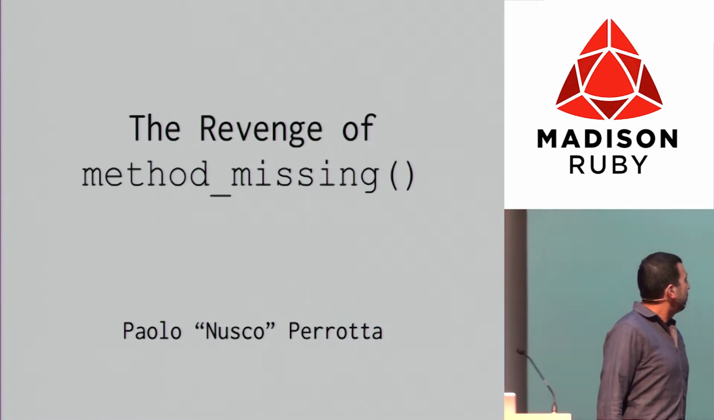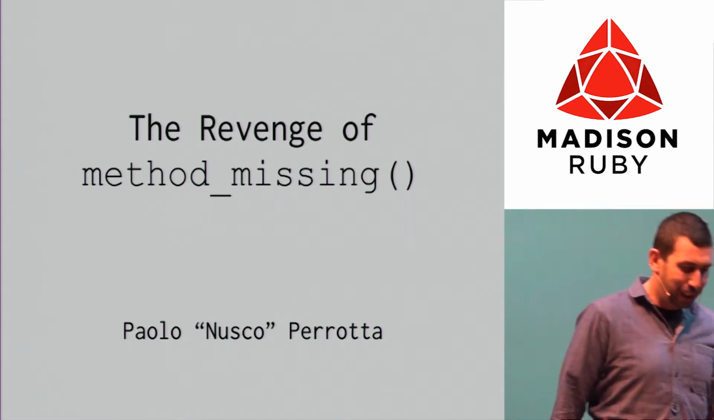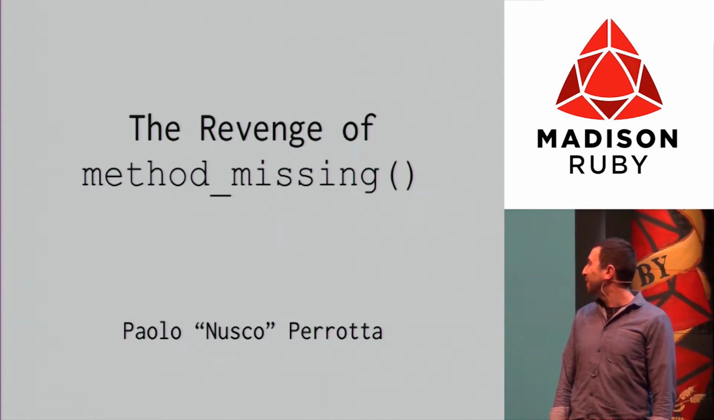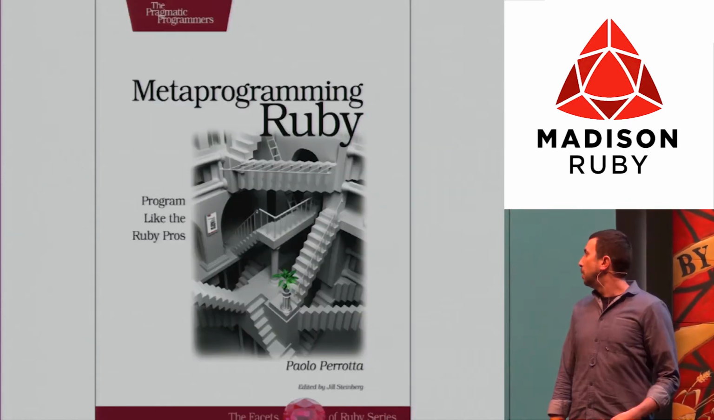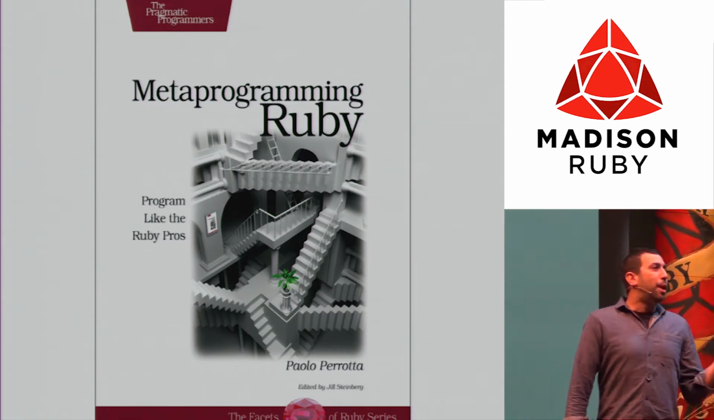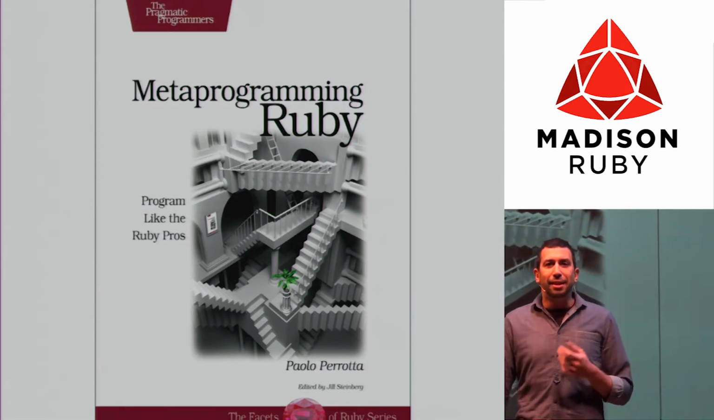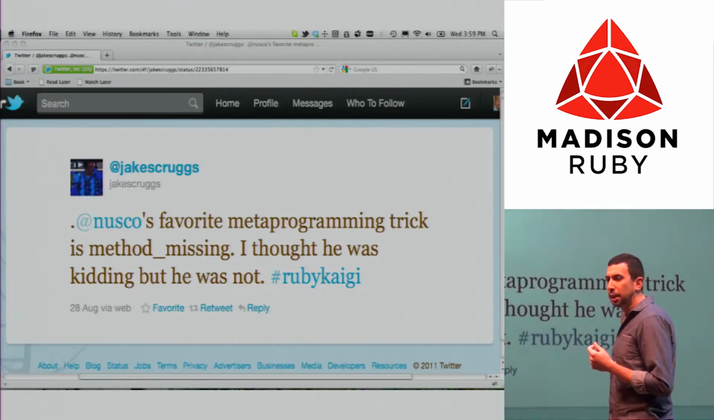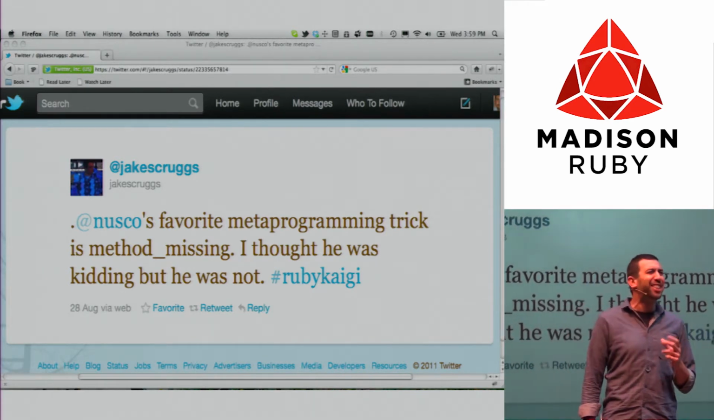I'm going to talk about method_missing, so I hope that you like the idea of being stuck in here with me talking about a single method for half an hour, because that's what's going to happen. The reason is that I wrote this book, so people ask me about, for example, my favorite metaprogramming tricks. And when I tell them that I have a soft spot for method_missing, I get reactions such as this one: I thought he was kidding.